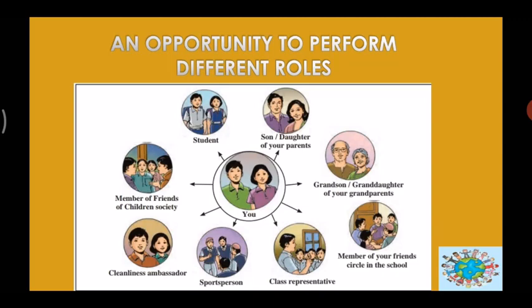And we have to play these roles with responsibility. Now, when a responsibility is given to you that you are a monitor of the class, you have to play that responsibility properly and accordingly.